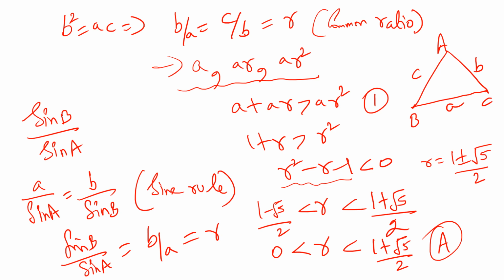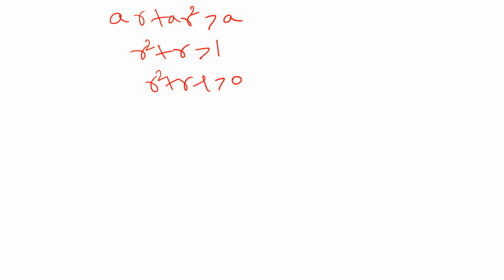Now we similarly write other intervals. Other triangle inequalities will be used to find more intervals. Now let's do the calculations. Now students, we can write the second inequality as ar plus ar square greater than a. Now if I divide both sides by a, I will be getting r square plus r greater than 1, or r square plus r minus 1 greater than 0. Now let's factorize this. I am finding the factors for r square plus r minus 1.